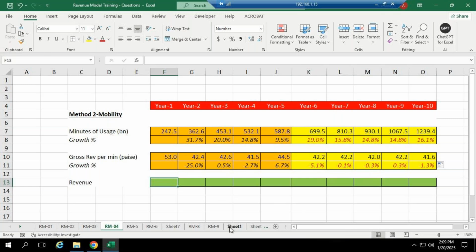Again in the same way, how to calculate this total revenue? Minutes of usage into gross revenue per minute, that means in the paise. So that means is equal to this 247.5 into per minute paise 53.0. Again enter. Then again you just drag it over here. That's all. Now you will be getting the total revenue.